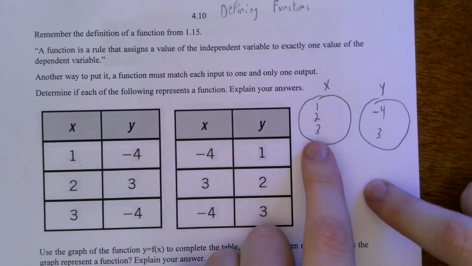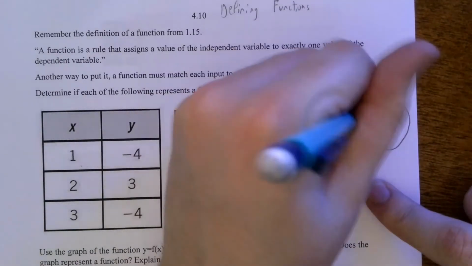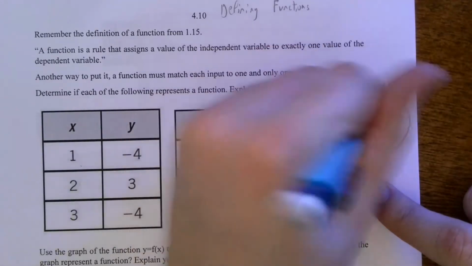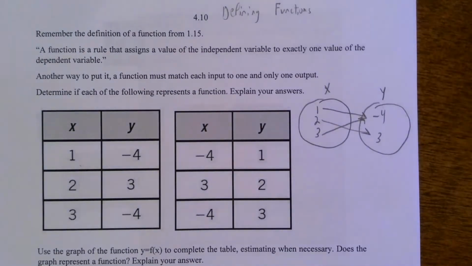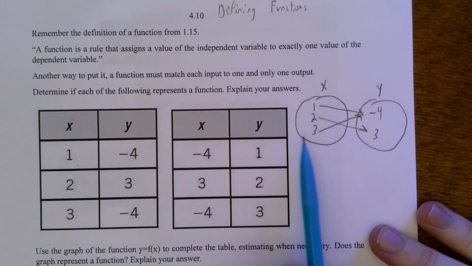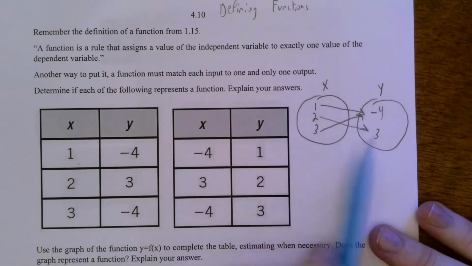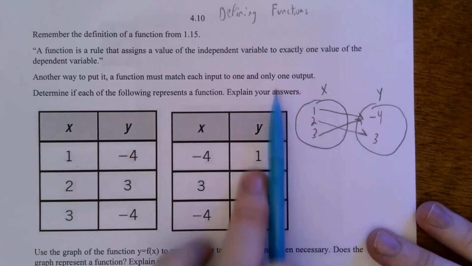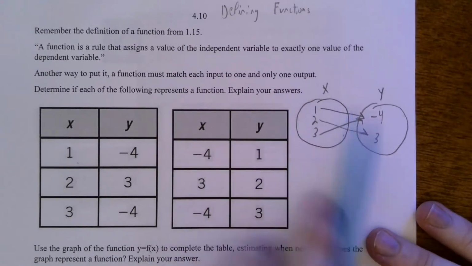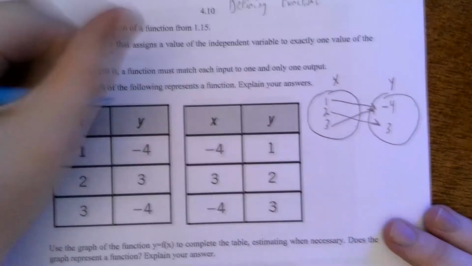If we look at this, 1, 2, and 3, it looks like 1 and 3 both go to -4, and then 2 goes to 3. So the question is, is this a function? It looks like we have 2 inputs and they both go into one output. This one is okay because we can have that vice versa action. So this one, the very first one, is a function. I'll just put yes up here.